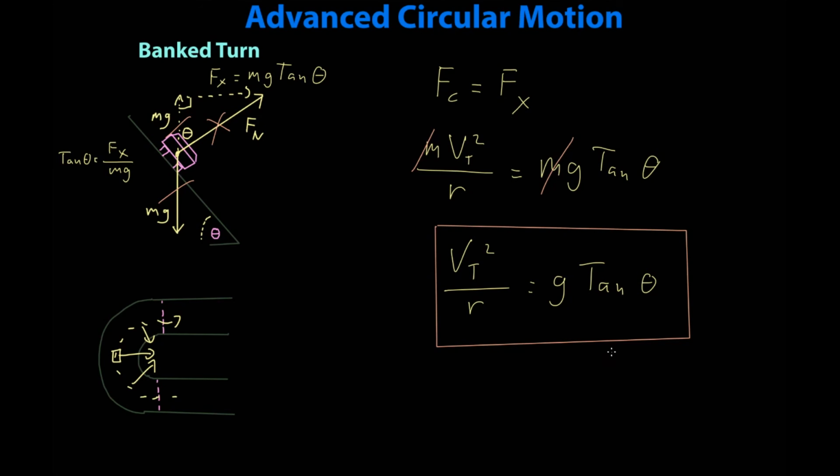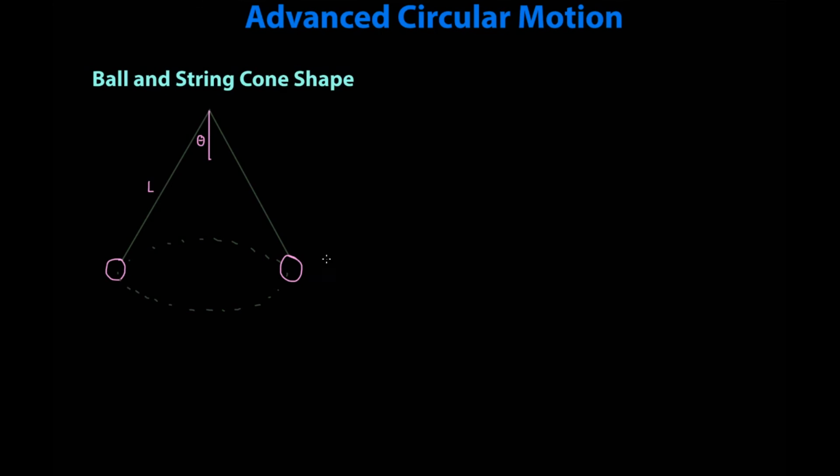Very common questions here. They give you the angle, they ask you how fast the car is going, or they give you how fast the car is going and ask you what angle should the bank be. In that case, you'll be using inverse tangent at some point. Next up, ball and string, cone shape. That means the string is latched to the ceiling or something at this point at the top here, and the ball's moving in a circular path here. They typically give you or ask for this angle, and the length of the string is usually involved.